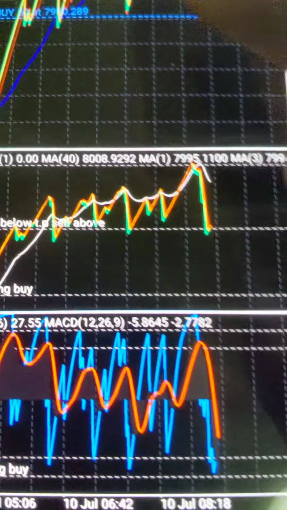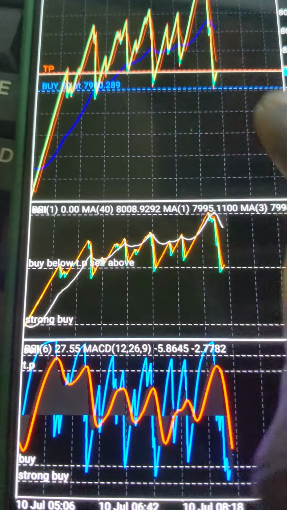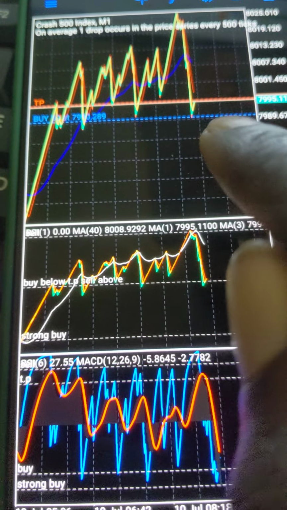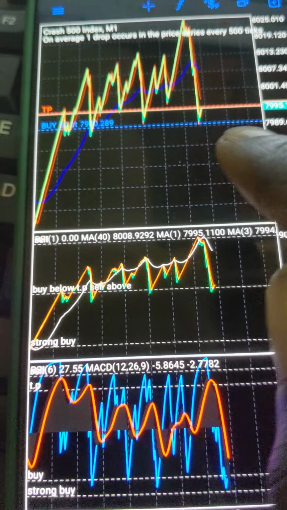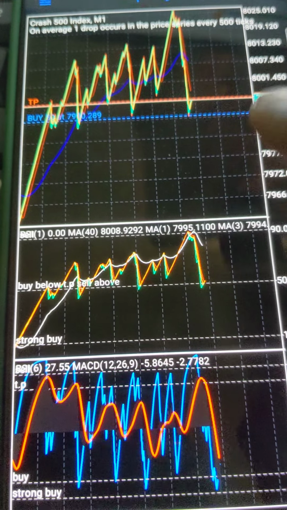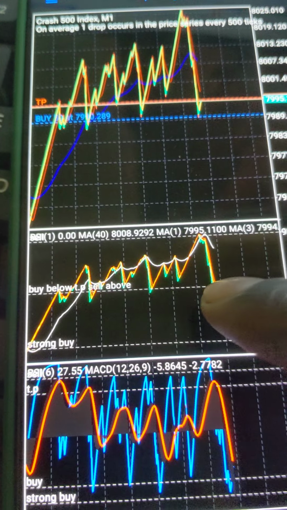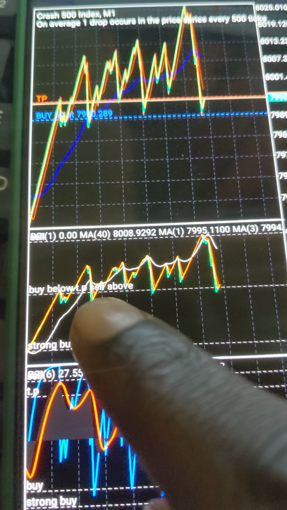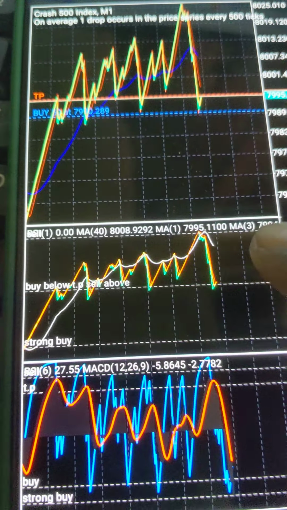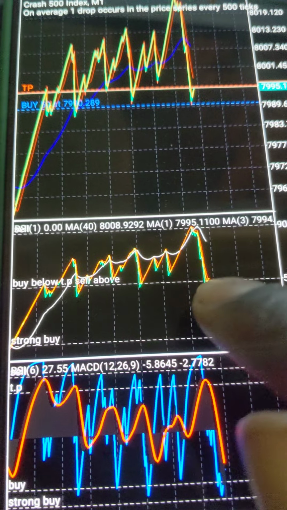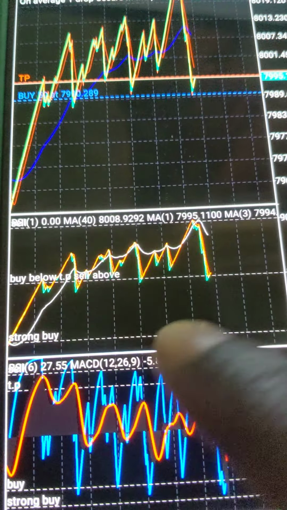First thing first, this is support. That's strong support, as you can see right there. So the market is actually moving all the way up. The reason why you need to spot this on the indicators: you buy below the TP or sell above. So you sell above and you buy below. You see? This is what I'm working with.